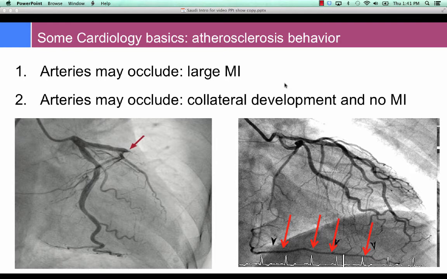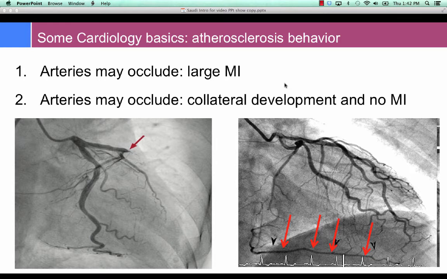ST segment changes on the electrocardiogram often precede that. This is followed by wall motion abnormalities which can be detected, and then ultimately actual myocardial necrosis and cell death occurs, and this is typically something that is completed in 4 to 5 hours after the acute occlusion. However, that's not always the case. In fact, it's probably often not the case.